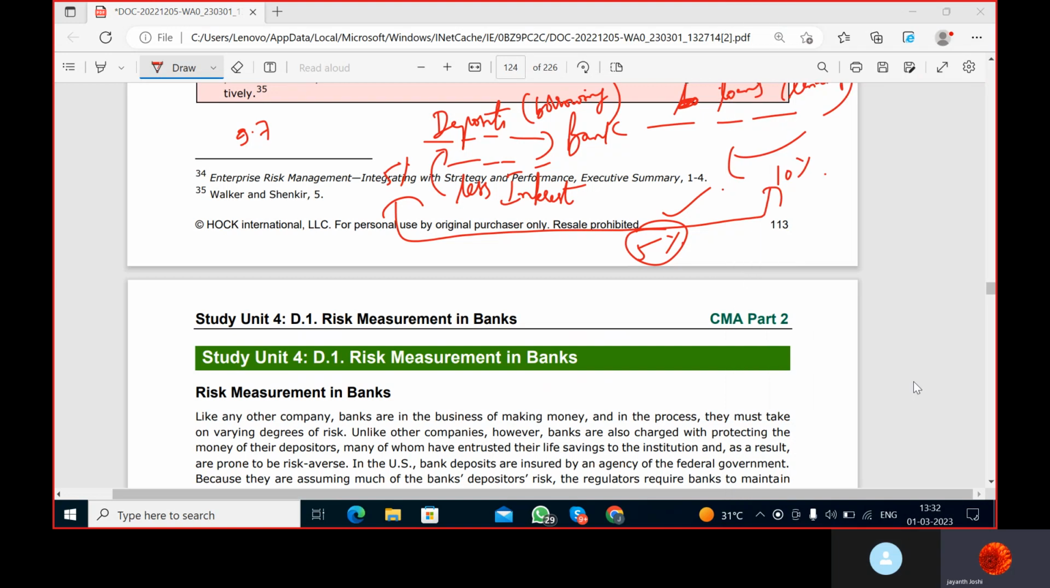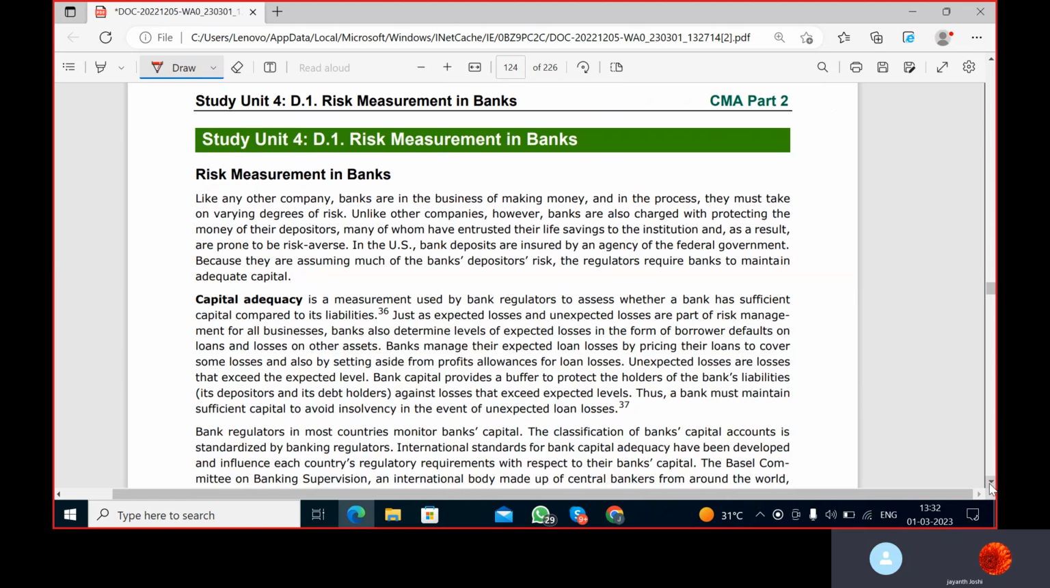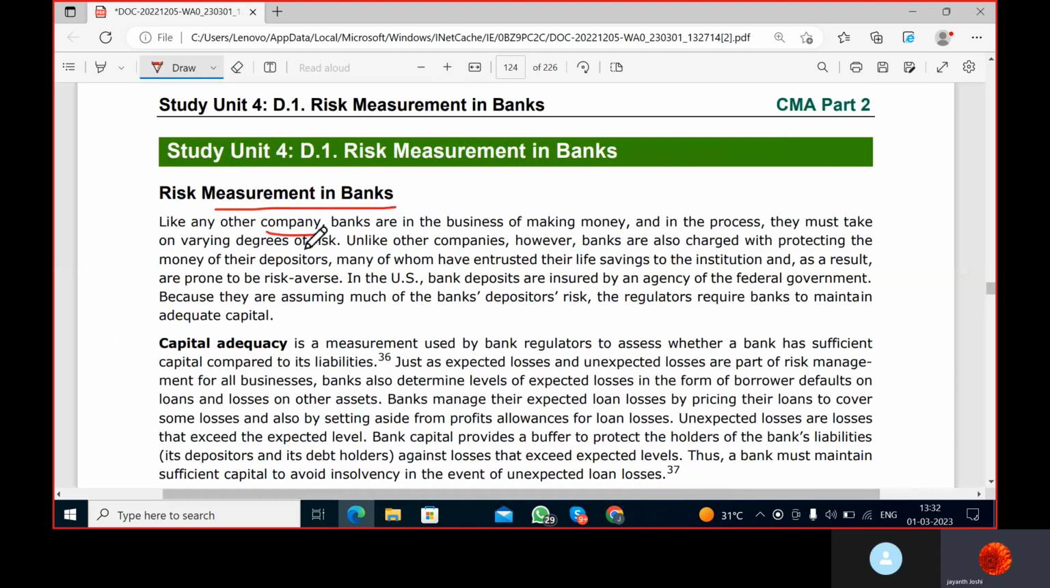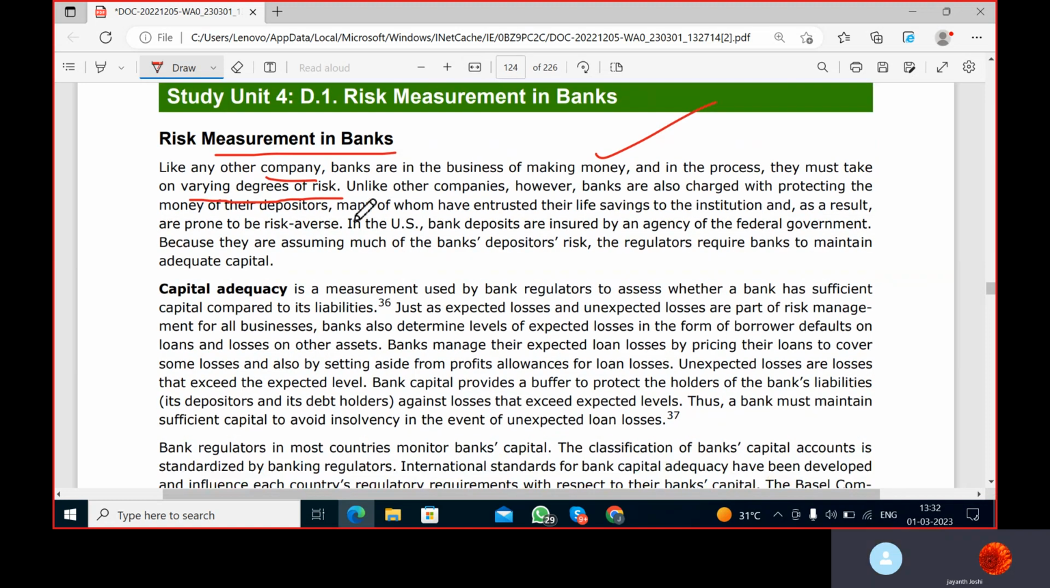Of course we have already discussed that: credit risk, default risk, and various other risks even. So now we are going to see risk measurement in banks. Like any other company, banks are in the business of making money. Of course, we have seen how they make money, and in the process they must take on varying degrees of risk. If you want to make money you have to take risk. Unlike other companies, banks are also charged with protecting the money of their depositors, many of whom have entrusted their life savings to the institution and as a result are prone to be risk averse.